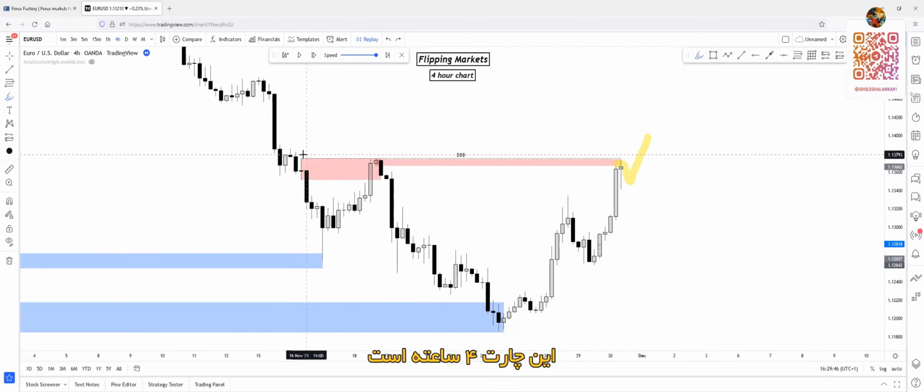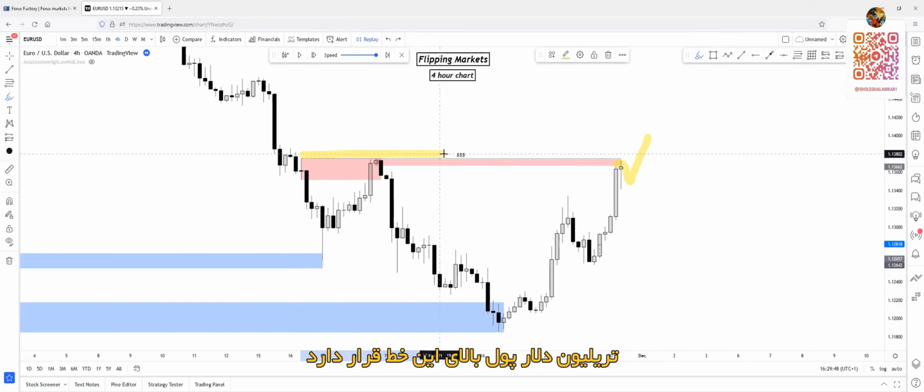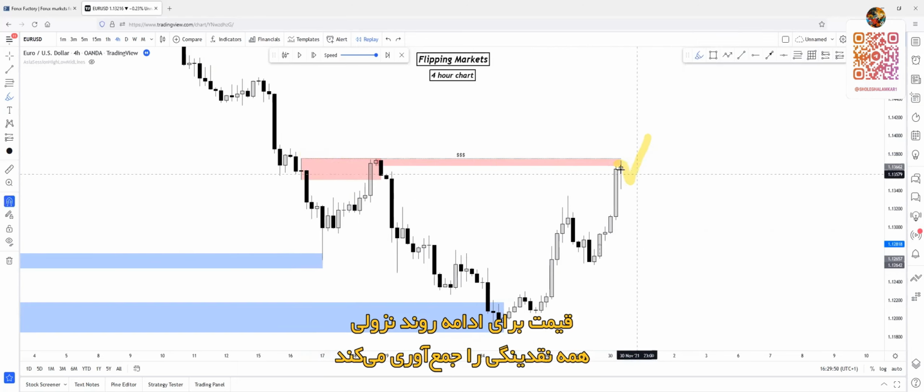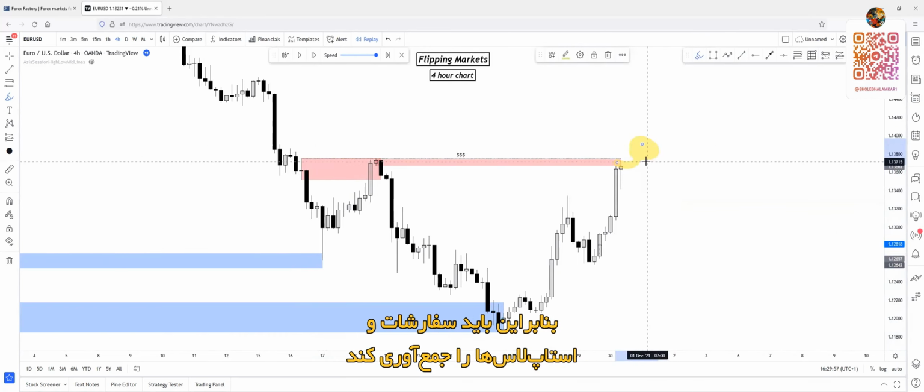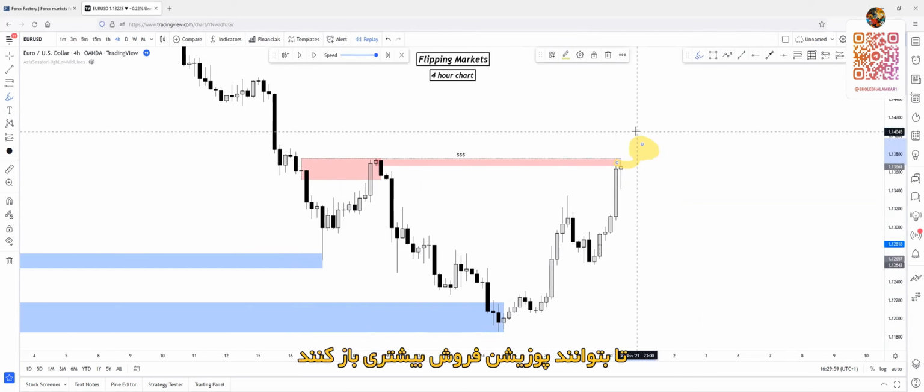Just imagine how many millions and billions of dollars are sitting just above this line. This is a 4-hour chart. Literally trillions of dollars sitting just above this line. Price will sweep all of this liquidity in order to continue the whole bearish trend. So it has to collect the orders, has to collect the stop losses in order to open more positions, open more sell positions.